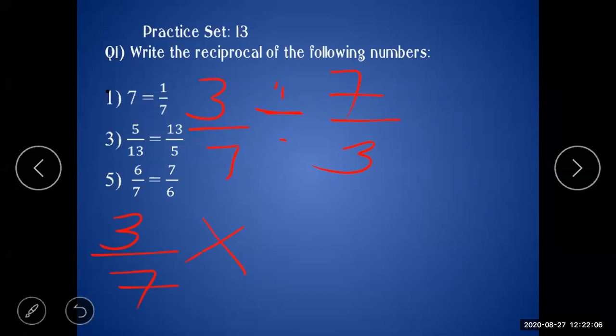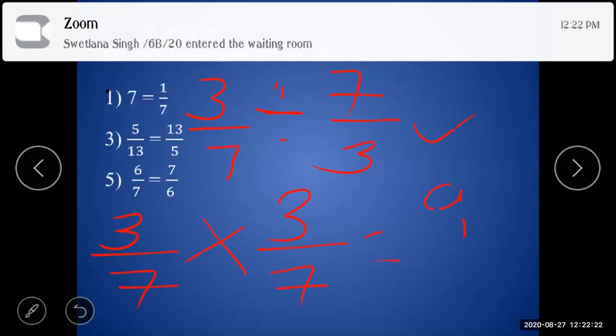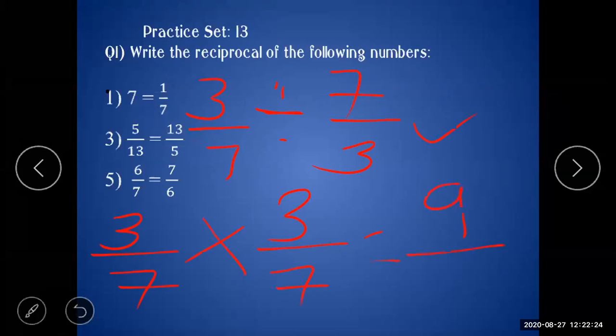As we convert division into multiplication, the second term will be the reciprocal. So it will become 3 upon 7. Now 7 upon 3 ka ulta, the multiplicative inverse, will be 3 upon 7. So our final answer will be 3 3s are 9 and 7 7s is 49. I hope now you people have understood how to carry out the following division.